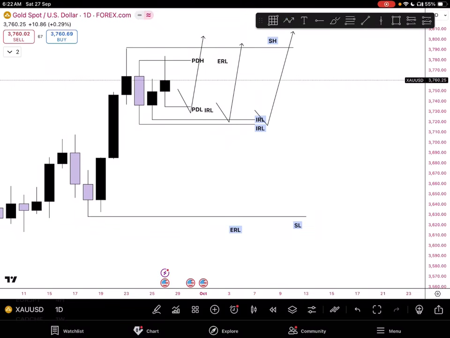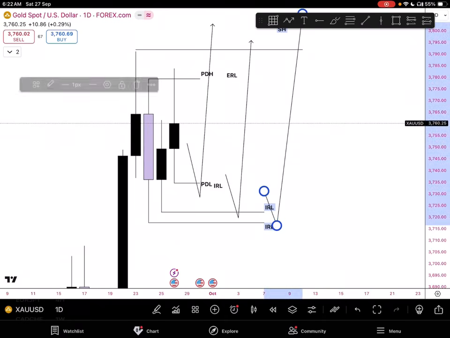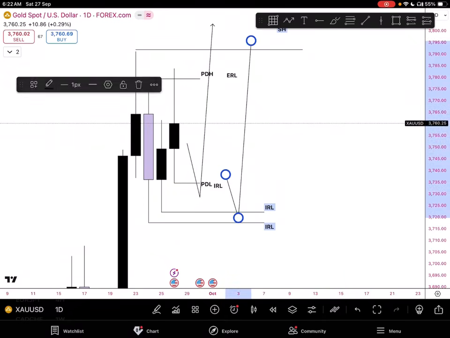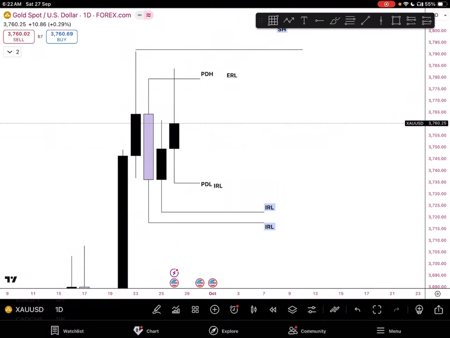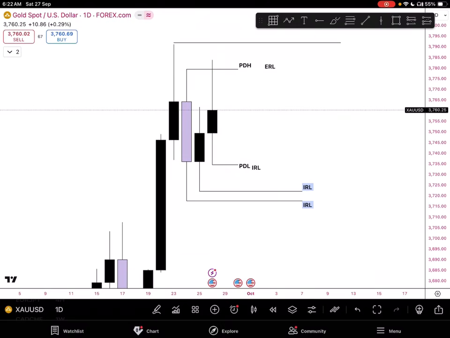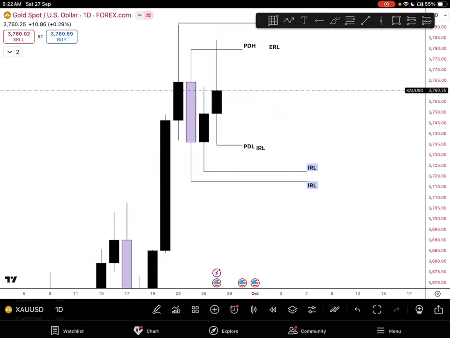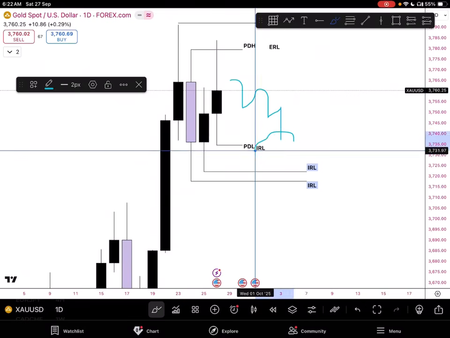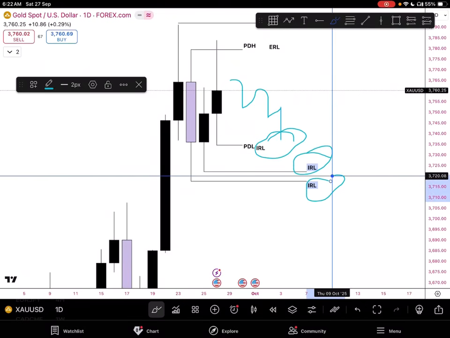Understand it clearly. So what we look for next week is the price to take internal range liquidity. So now the current trend turns bearish because the price gets into the downside to take this level. So in this situation, you need to look for sells, not look for buys.